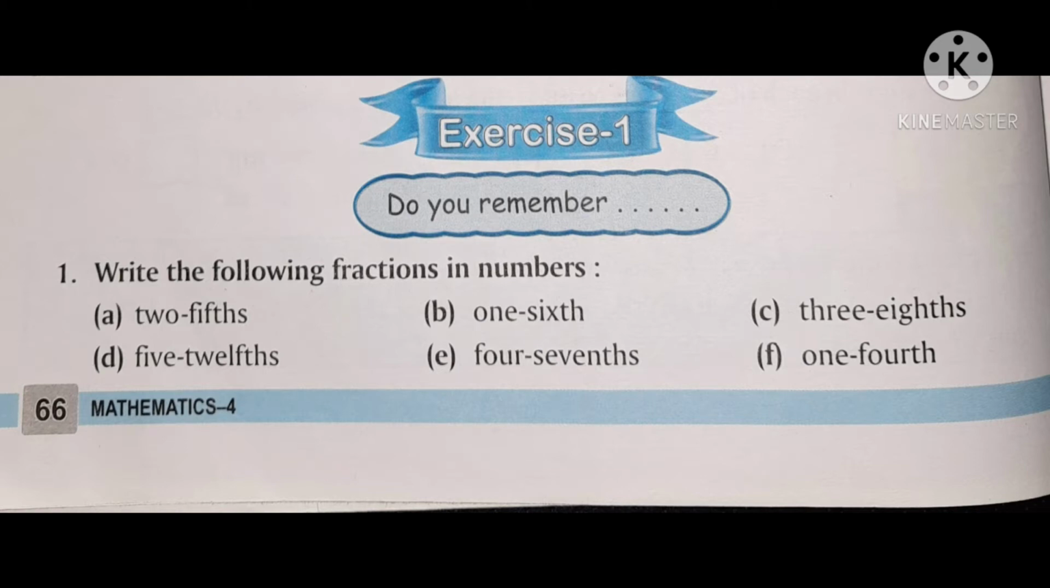First is 2/5. Here, out of 5 parts, 2 have been taken. Means 2/5, here 2 will be the numerator, 5 will be the denominator. 2 by 5. 1/6. 1 by 6. 1 is the numerator, 6 is the denominator. See, 3/8. 3 is the numerator, 8 is the denominator. Remaining D, E, F, you will complete, right?